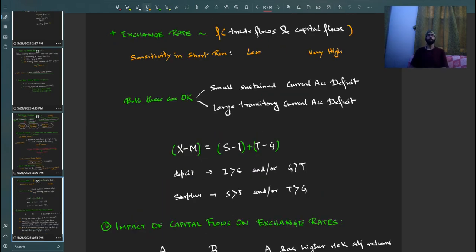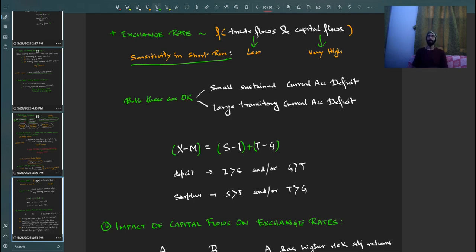Now friends, as we have said, exchange rates are a function of two things. One is the trade flows and the second is the capital flows. These two are the major factors. And among them, if you have to look at the sensitivity in the short run, then trade flows have a very low impact on exchange rates, while capital flows have a very high impact on the exchange rates, specifically in the short run, right?